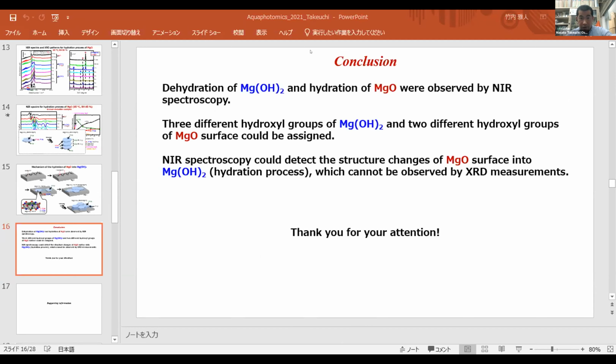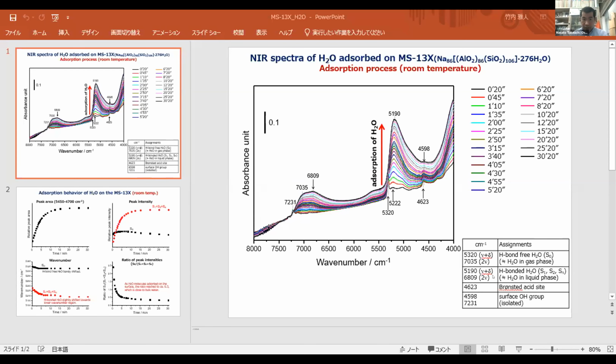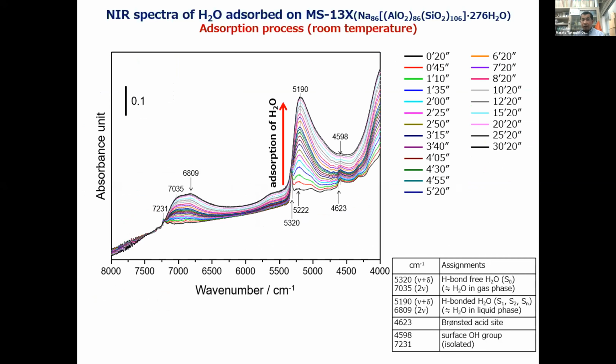Just a simple example. This is an NIR spectra of water absorbed on molecular sieve zeolite. You can see here and here. The water molecules immediately adsorbed on the zeolite surface, especially inside the pore.